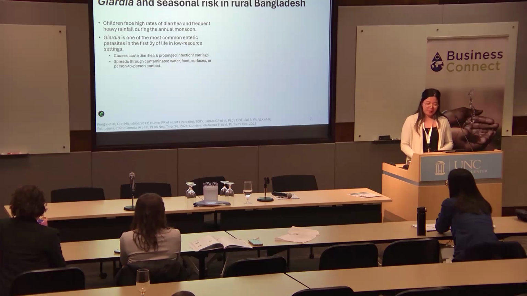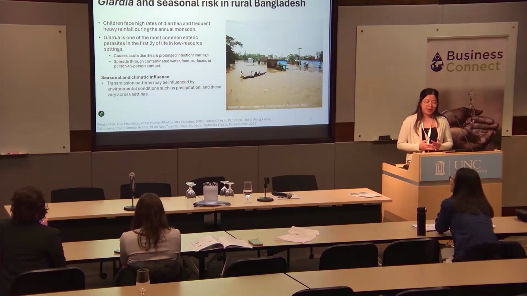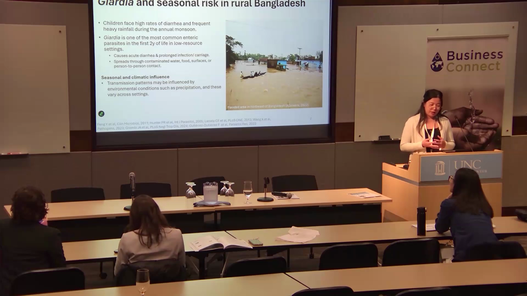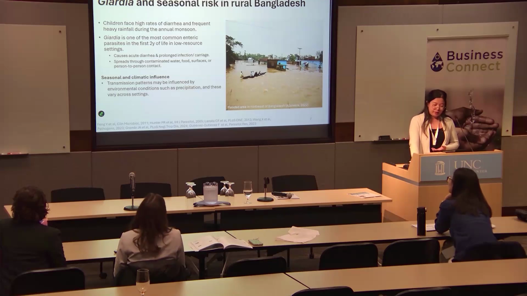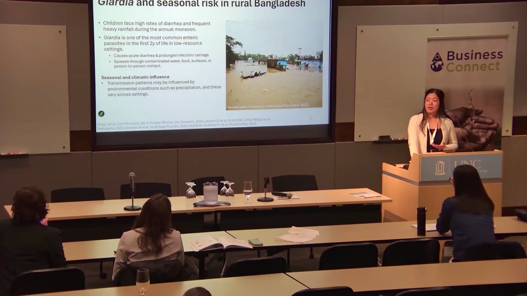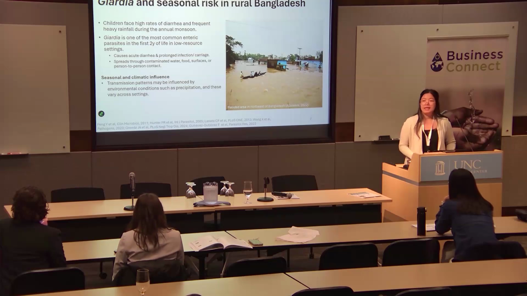Transmission occurs through contaminated water, food, surfaces, or person-to-person contact, all of which can be influenced by environmental conditions such as precipitation, and which may vary across settings. The picture that you see shows severe flooding in the northeast of Bangladesh, which is a reminder how dynamic the local conditions can be.